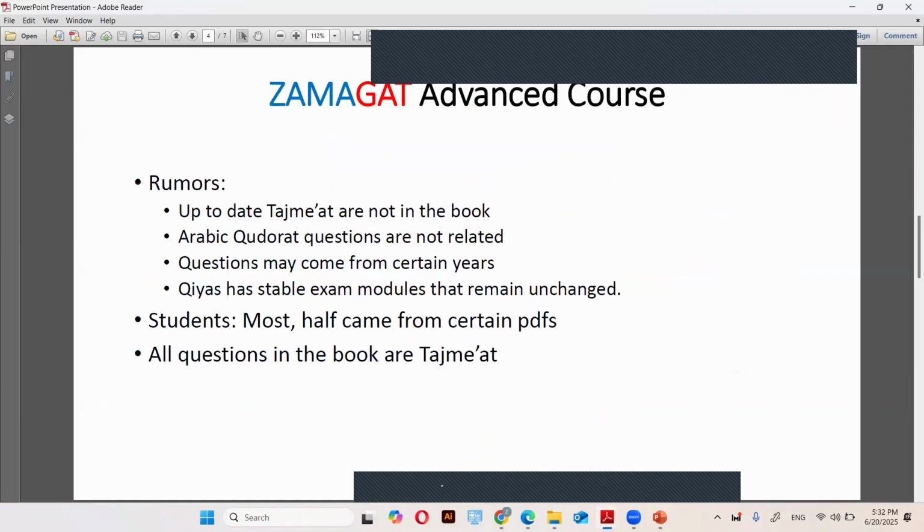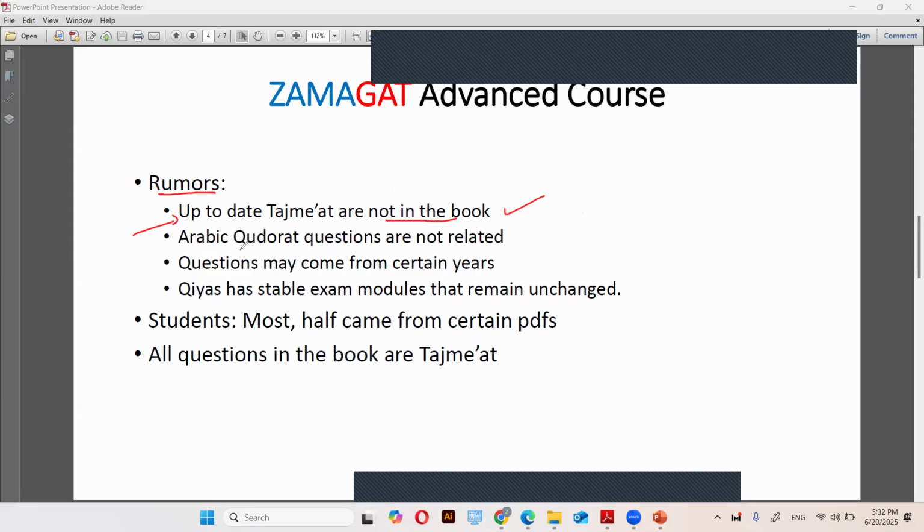Now, let's talk first very fast about the rumors that I have heard a lot these days. It is up to date. Tajmi'at are not in the book. That's not true. We are going to study and see how many tajmi'at are in the book in this course. And I was always asking those who are saying this, you don't have up-to-date tajmi'at, then I'll ask them, tell me the questions that you have received in your exams and are not in the book. Unfortunately, they did not give me any question that they received in their exam which is not in the book.